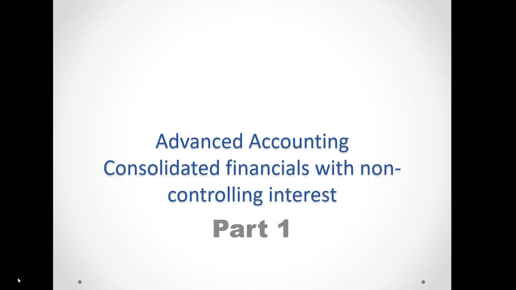This presentation is part one of a four-part series covering advanced accounting. What do you do when you have consolidated financials with a non-controlling interest, i.e. you own more than 50% but less than 100% of the sub's stock?